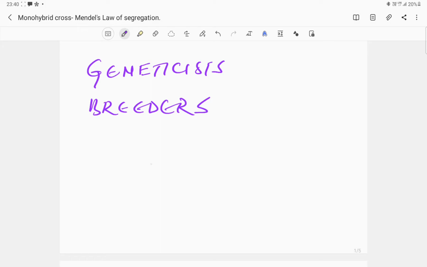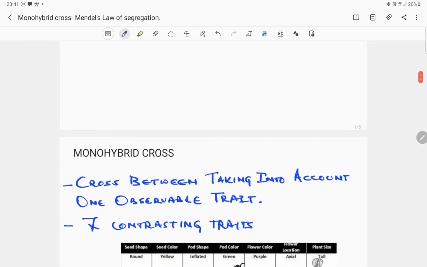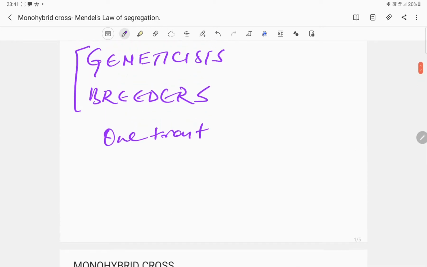So there are different types of hybridizations. When a breeder or a geneticist is only interested in one trait while conducting a particular hybridization experiment, if they are only taking into account one observable trait, we say that the geneticist or the breeder is conducting a monohybrid cross. Let me give you an example of a monohybrid cross.